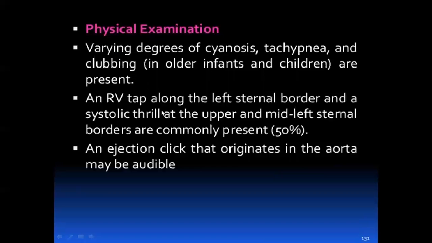Now, physical examination. Varying degrees of cyanosis, tachypnea, and clubbing are present. A right ventricular tap along the left sternal border and a systolic thrill at the upper and mid-left sternal border are commonly present in 50% of patients. An ejection click that originates in the aorta may be audible.